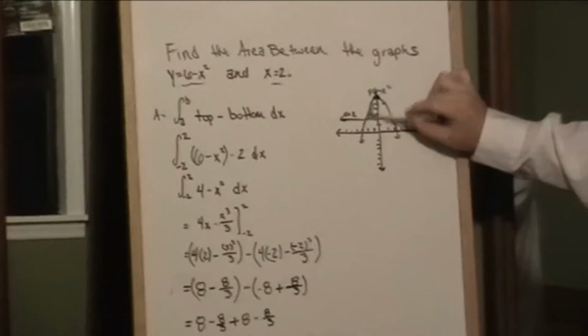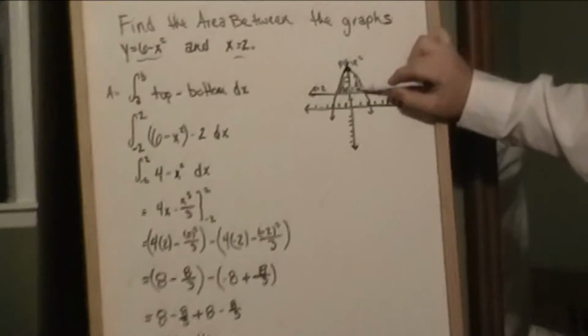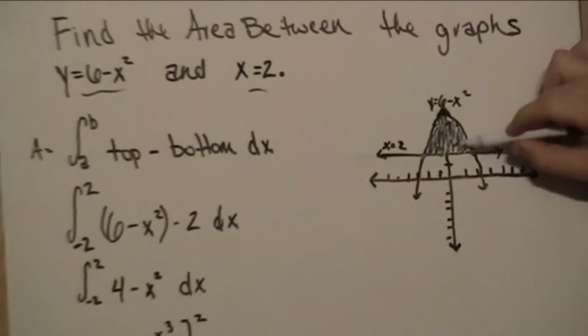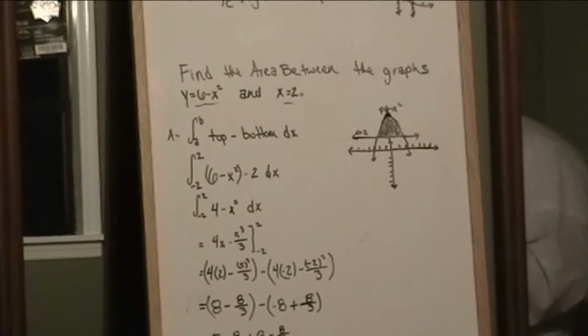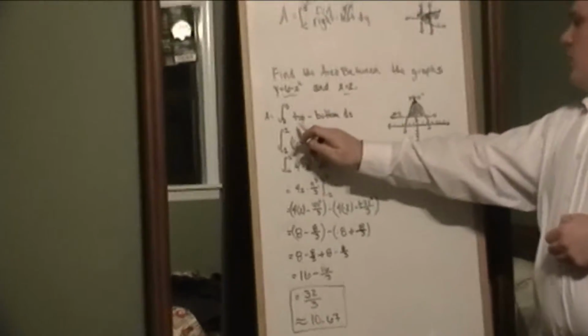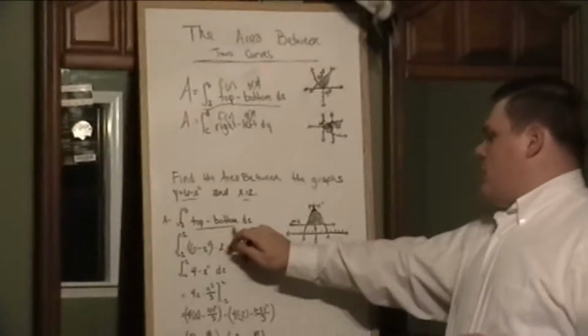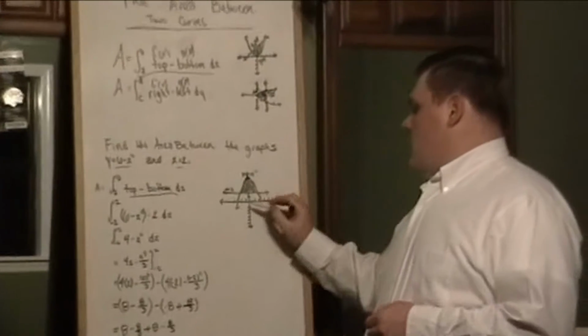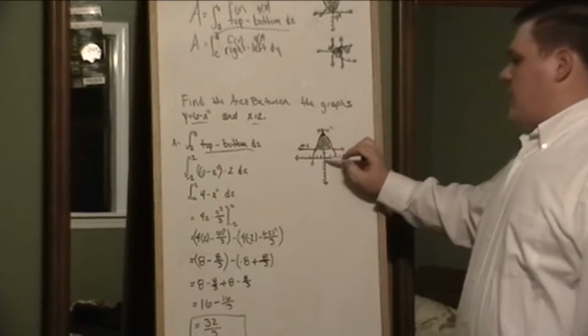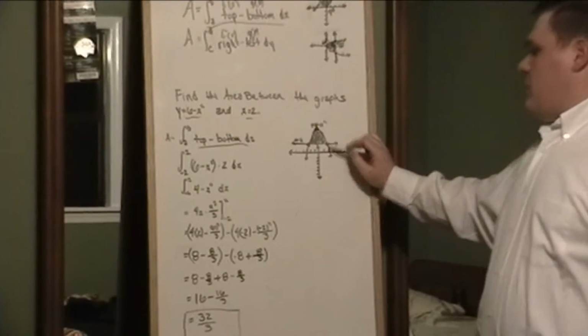I'm going to color it in with a black marker. That's what we're trying to find right there, the area between those two different functions. Now we know that our equation right here, area of your integral with your boundaries, our boundaries here are going to be -2 on our x-axis, -2 to +2 right there.